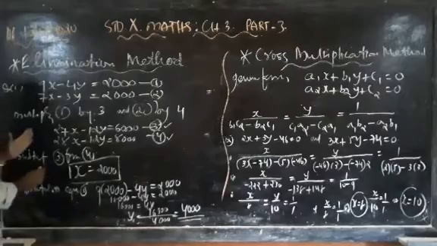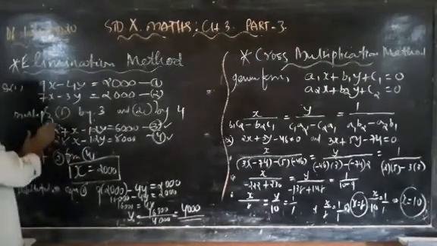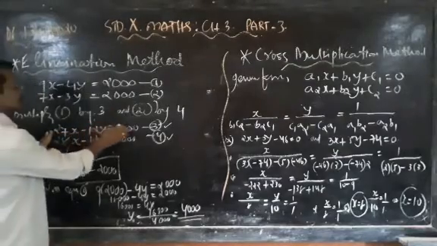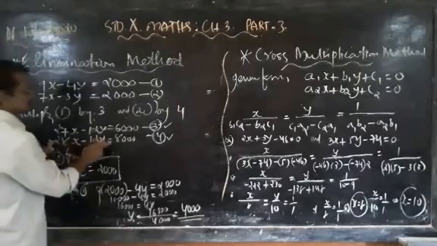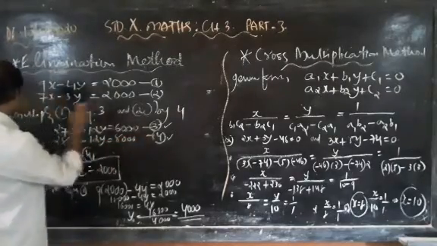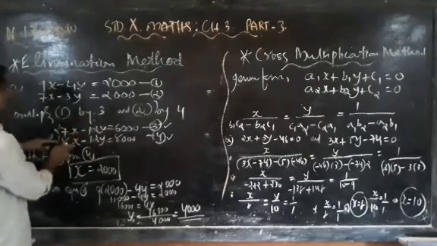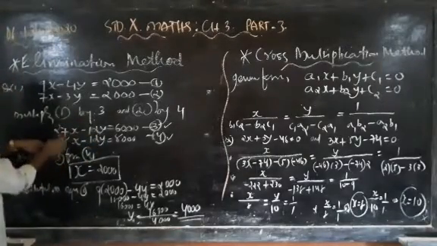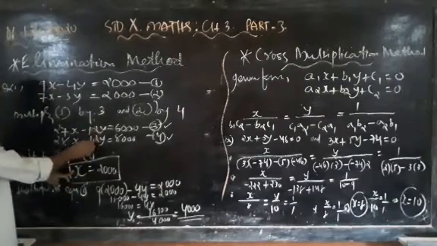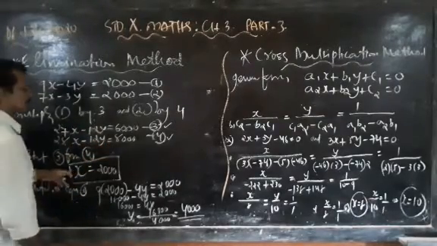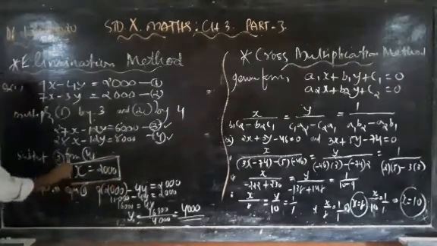Now again the two equations: 27x minus 12y equal to 6000, that is equation number 3, and 28x minus 12y equal to 8000, that is equation number 4. Now subtract equation number 3 from equation number 4. अब इसमें से ये माइनस कर लो तो कैसे आएगा, 28 minus 27 that is x, and minus 12y minus 12y, that is getting cancelled, and 8000 minus 6000 that is 2000. That is x equal to 2000.